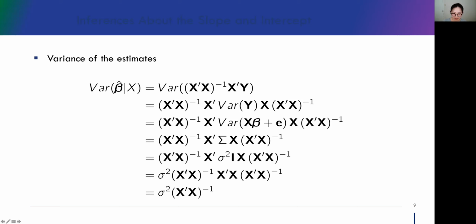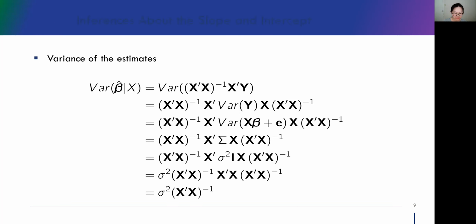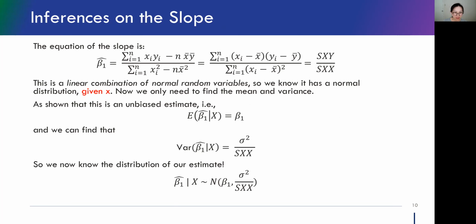So you get this, and then this and this cancel. Eventually, you get sigma squared times the inverse of x prime x. So this is the variance of the least squares estimates. Well, why do we get this mean and this variance? Because we need it on this page. You will see.